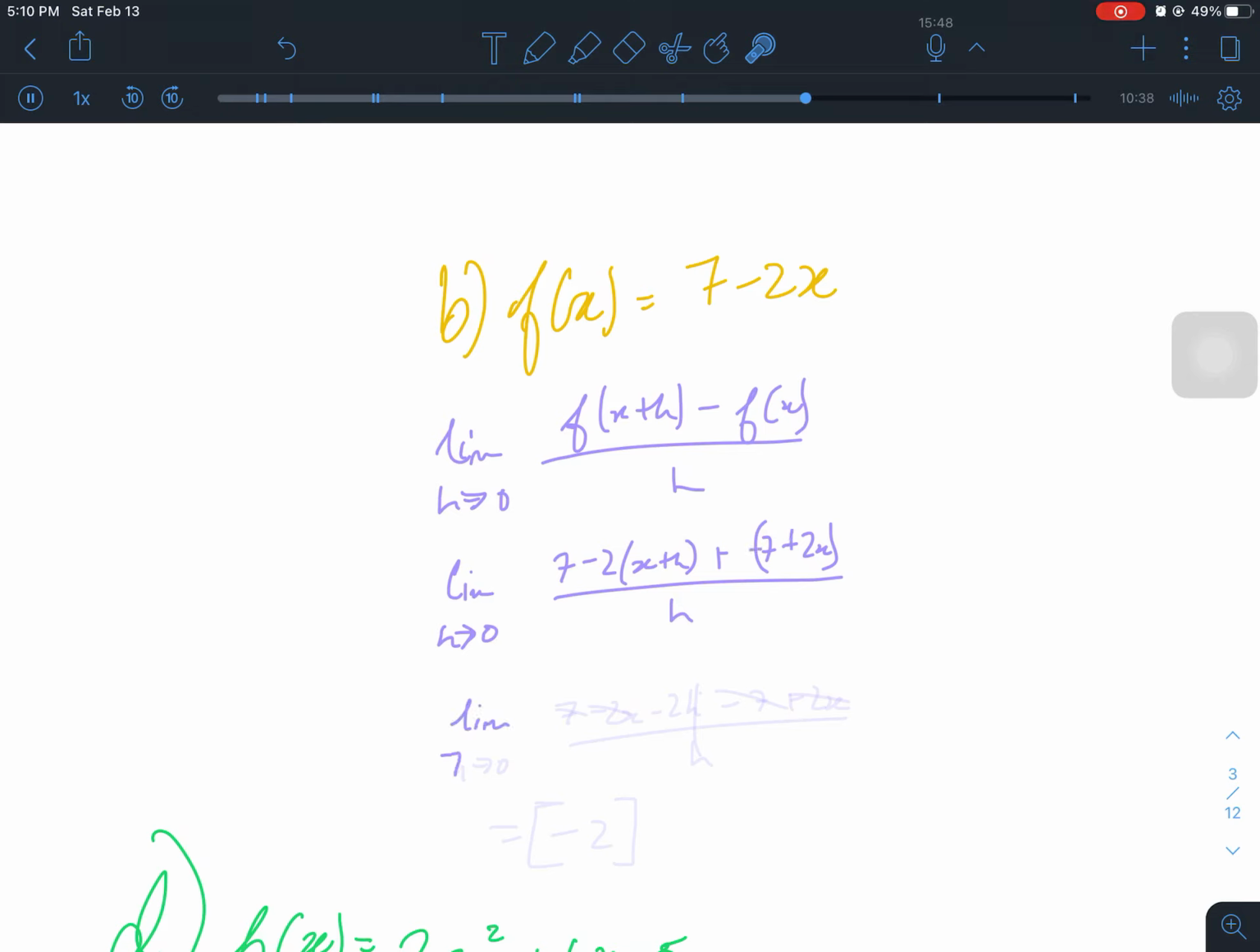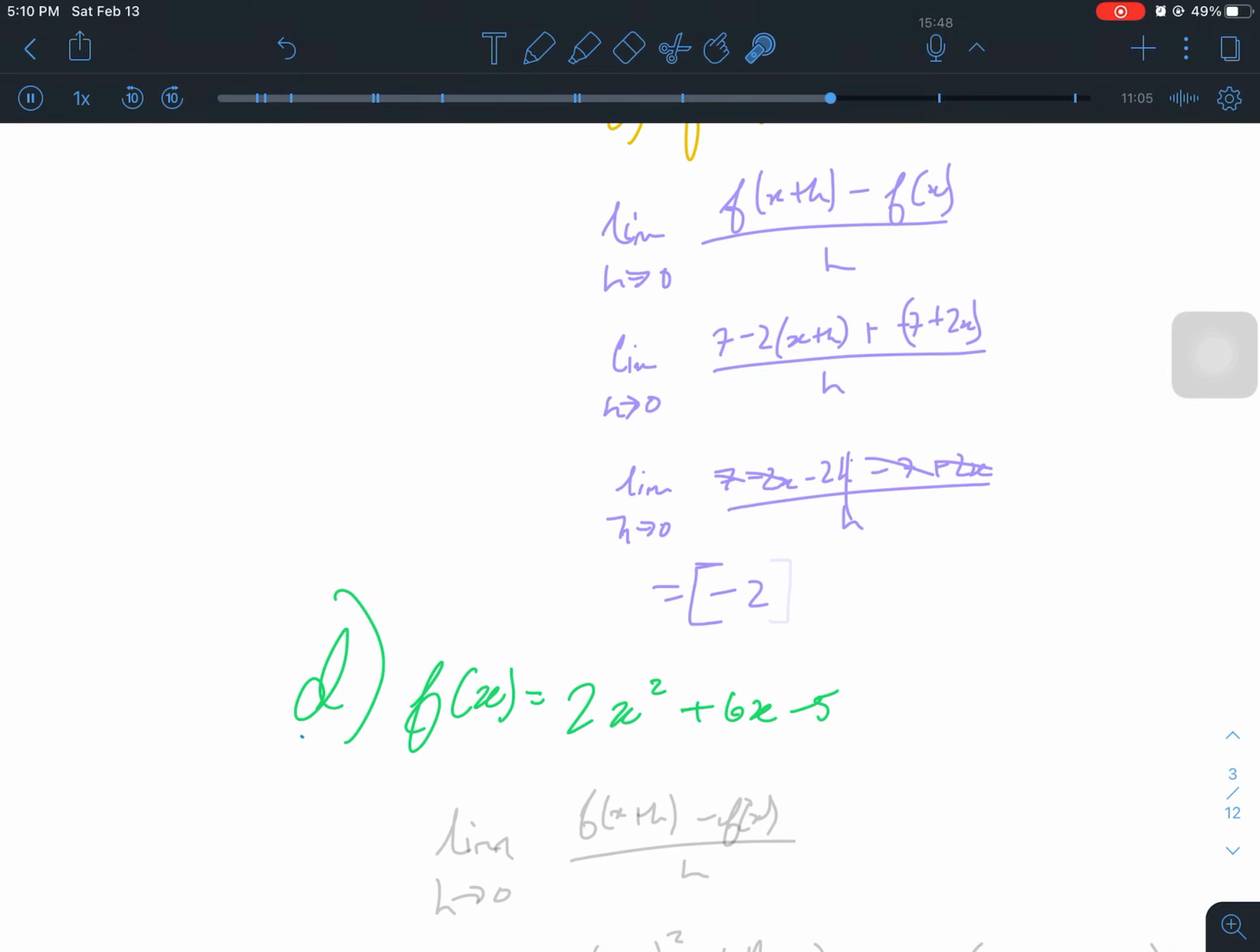Limit of h approaches 0, 7 minus 2x minus 2h plus negative 7, and then plus 2x. The 2x's become 0, 7's become 0. And the h becomes 1, h's. And that equals negative 2. That is our answer for this problem.